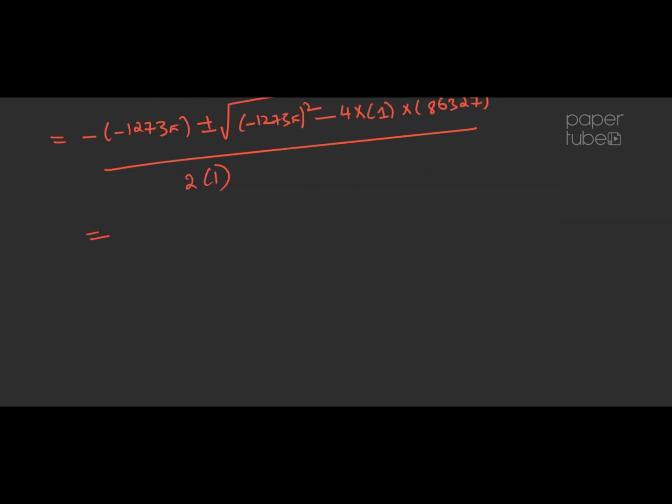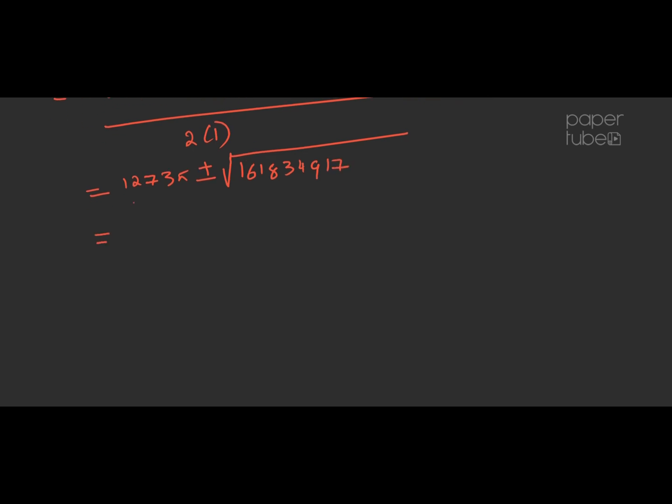So if you expand, you will get something like 12735 plus or minus the square root of a huge number, 161834917. Yeah? So if you take the square root of this and then divide by 2, the square root will be 12721. So 12735 plus or minus 12721, divided by 2.